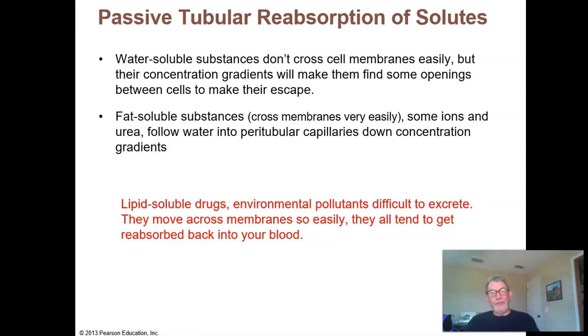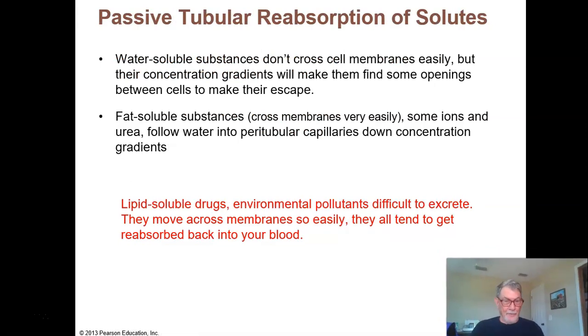Water-soluble substances don't cross easily. We know that from previous stuff. Water-soluble substances can't cross a cell membrane, so we can control them pretty well. We pump more of them across, or we pump less of them across. We want to reabsorb the amount that we want, and we want to pee out the rest.